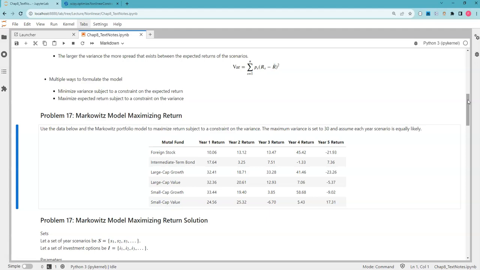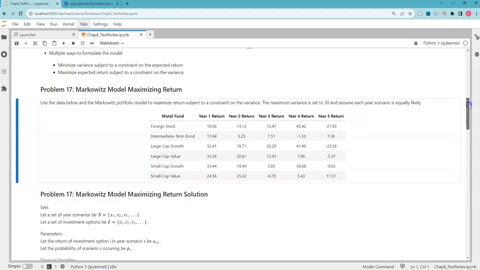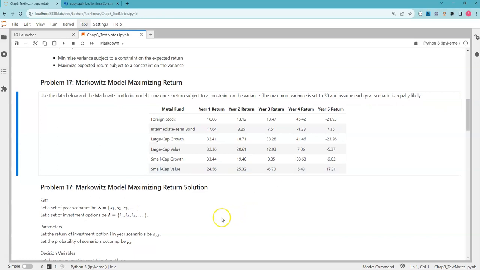One would be the probabilities of each one of those year returns. The other would be the actual returns on each candidate year for the different investment options. And so we would develop those out.